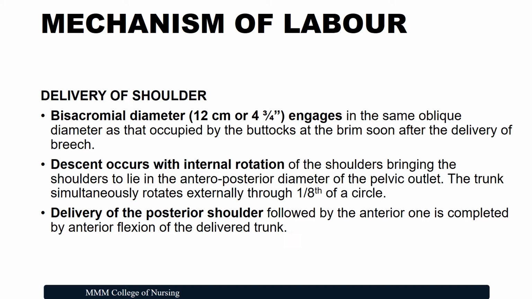Delivery of shoulder. The bisacromial diameter, 12 cm, engages in the same oblique diameter as that occupied by the buttocks at the brim soon after the delivery of the breech. Descent occurs with internal rotation of the shoulders, bringing the shoulders to lie in the anteroposterior diameter of the pelvic outlet. The trunk simultaneously rotates externally through 1/8 of a circle. Delivery of the posterior shoulder followed by the anterior one is completed by anterior flexion of the delivered trunk.